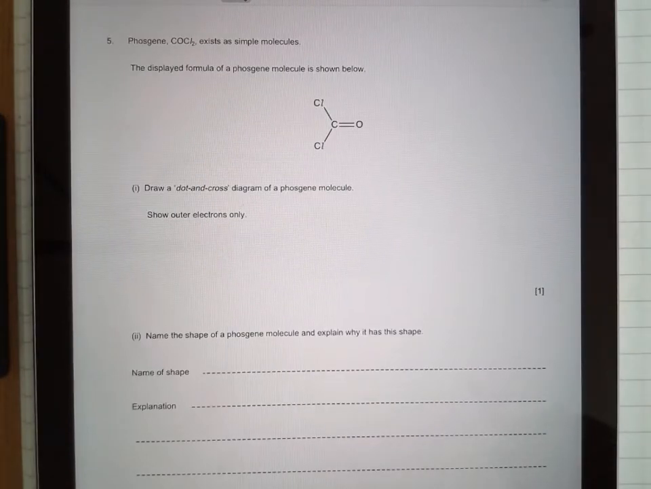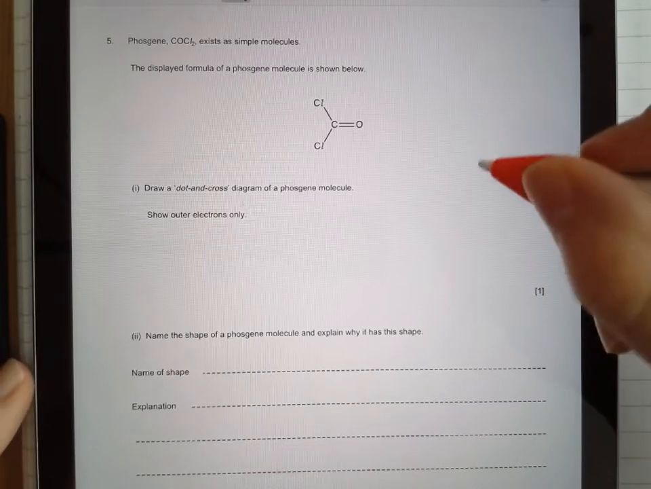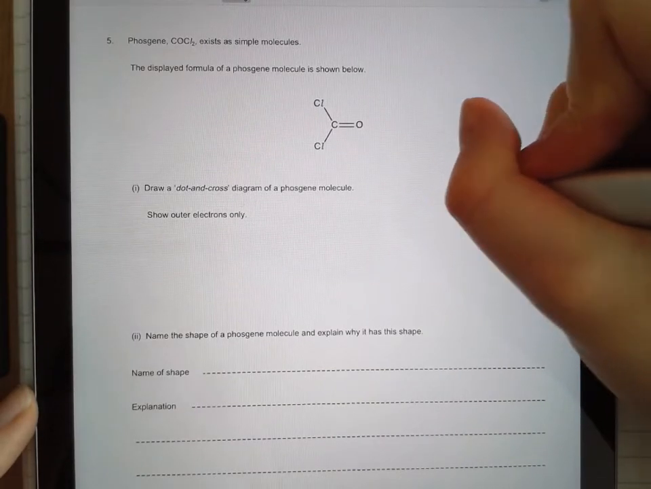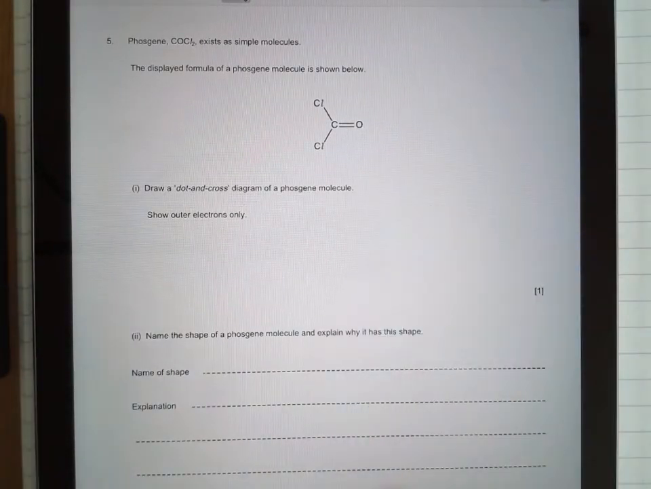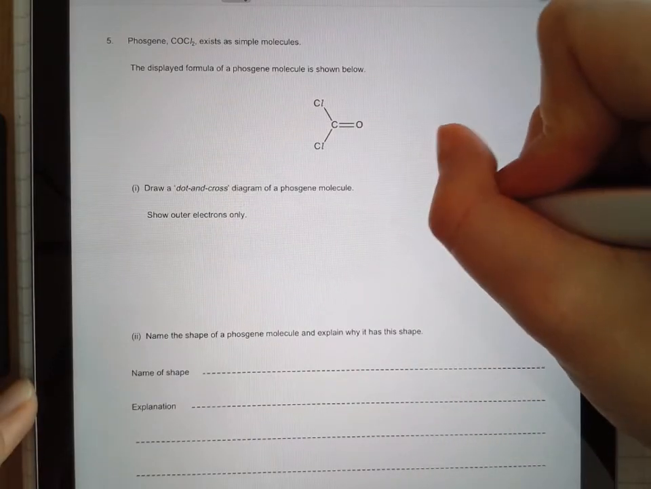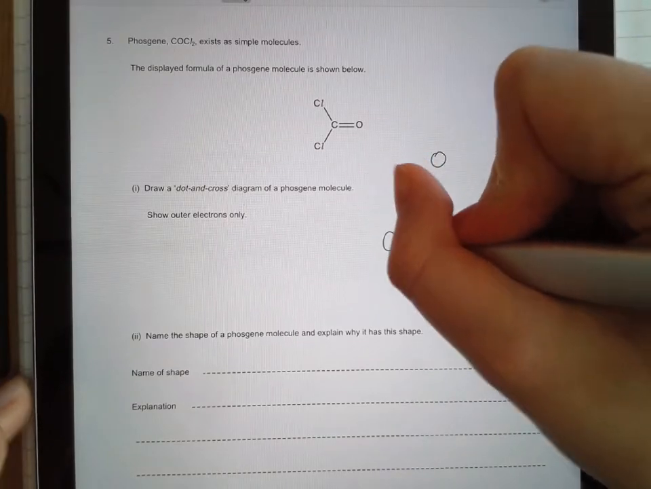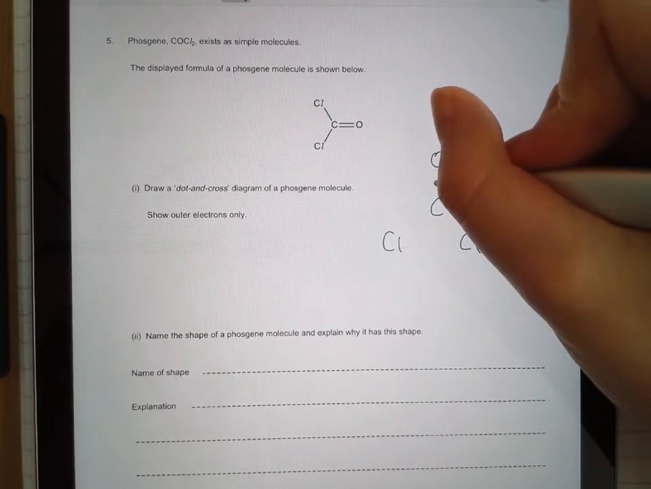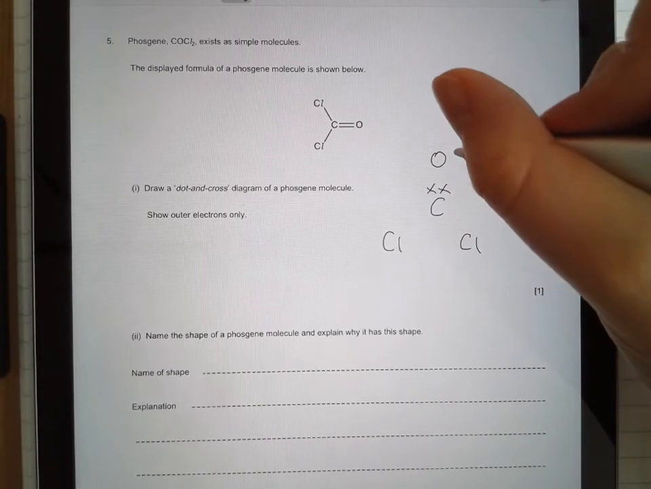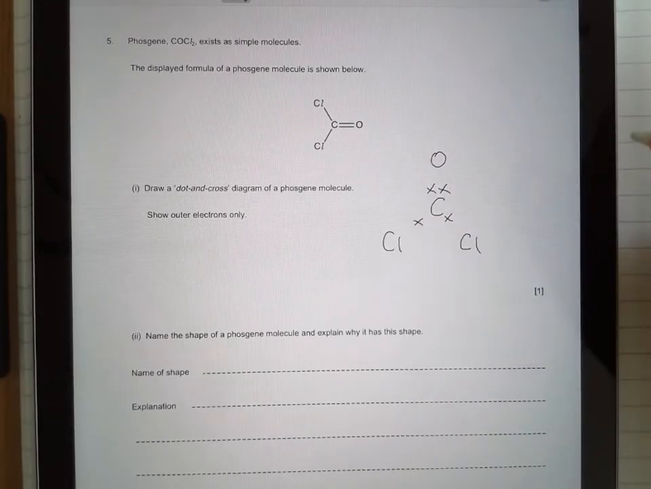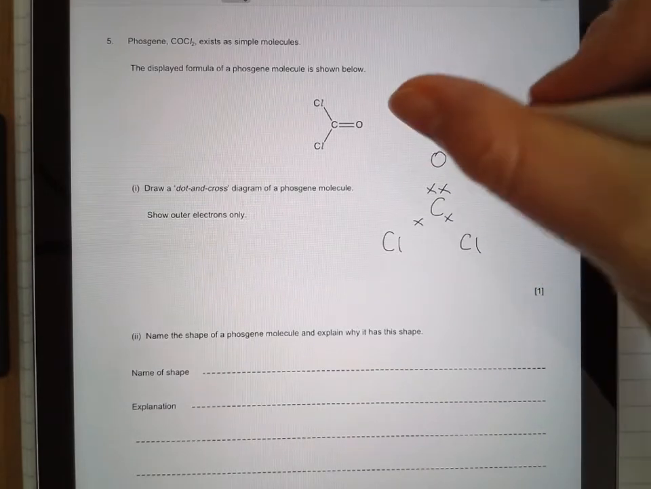Question 5 is slightly longer. You need to actually draw the dot cross diagram yourself. So I've got carbon double bonded to an oxygen. So I'm going to draw my carbon. And I'm going to draw my chlorines down here. Carbon is double bonded to oxygen. So I've got 2 carbon electrons between carbon and oxygen. It's single bonding with each of the chlorines. So that's the 4 carbon electrons already drawn.